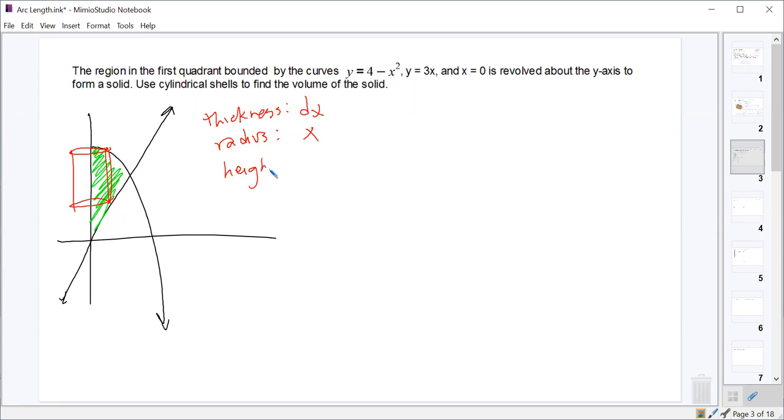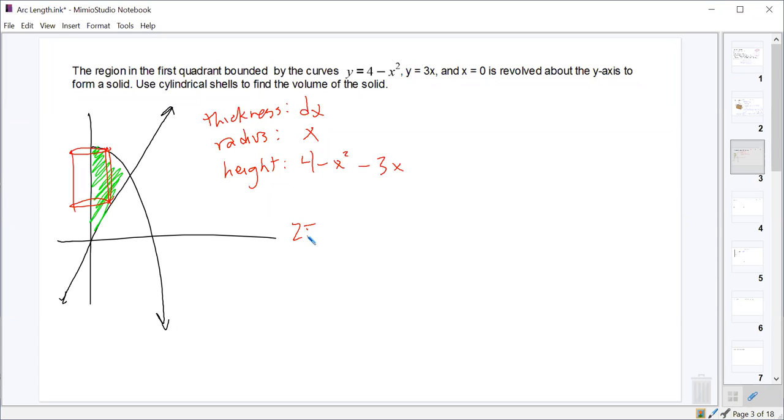What about my height or my altitude here? That ought to be the distance from this top function to this bottom function. What's the distance between the top function and the bottom function? It should be the difference between them. So upper function minus lower function. Good or no? Good. Okay. And now we have our radius, we have our thickness, we have our height.